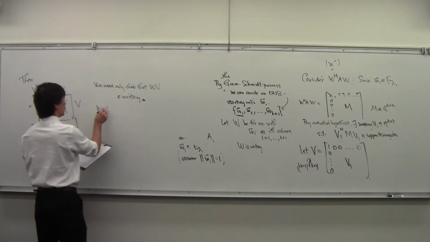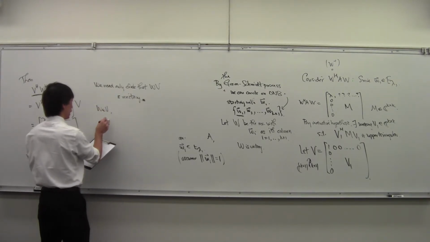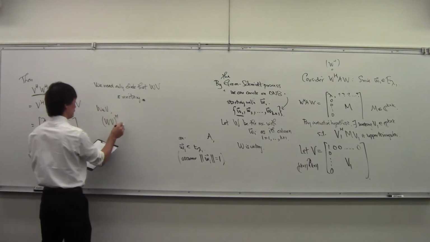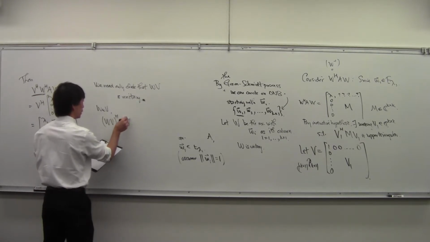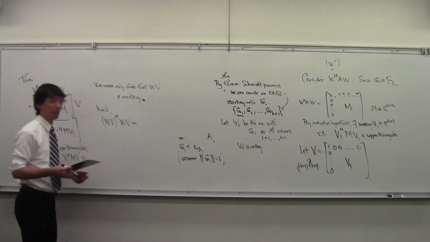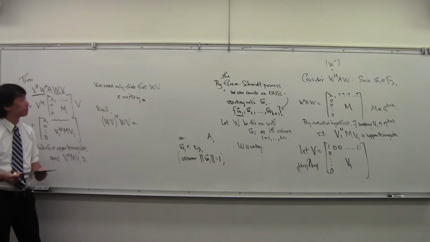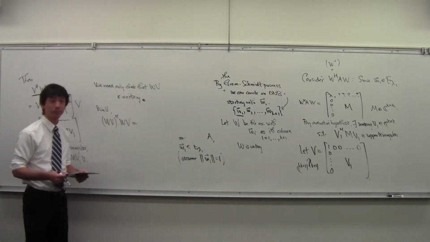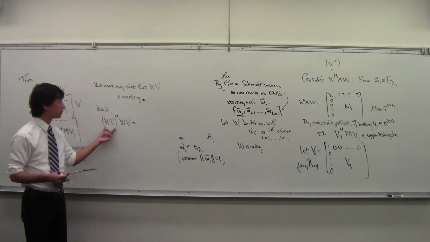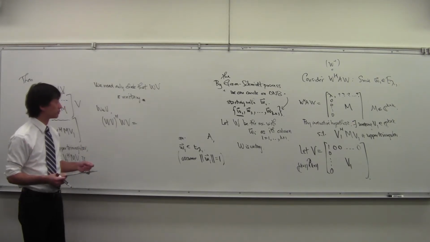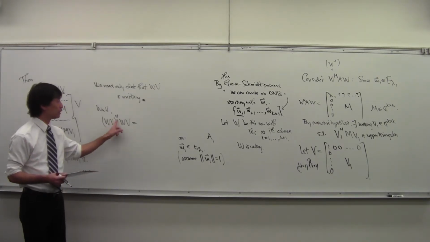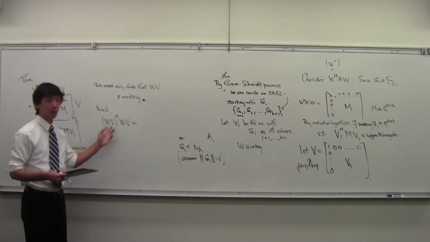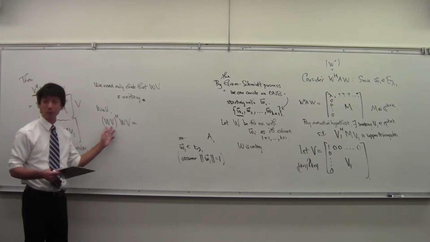Well, if we look at V H times W V, H times W V, what do you get? What's the conjugate transpose of WV? Can anybody just tell me immediately?